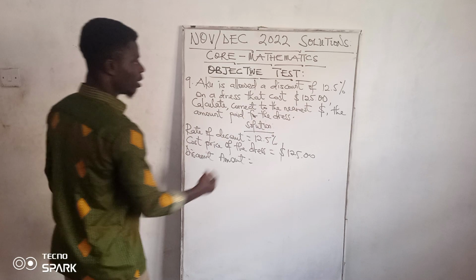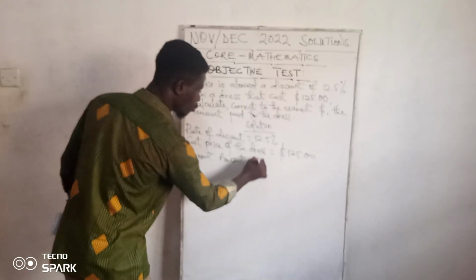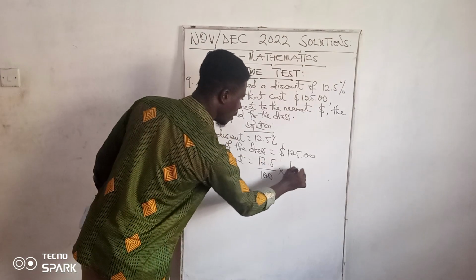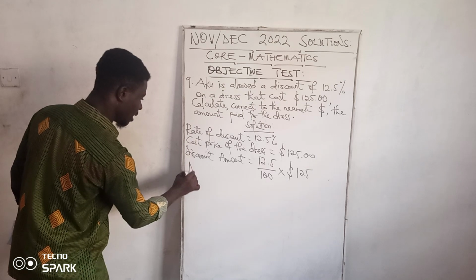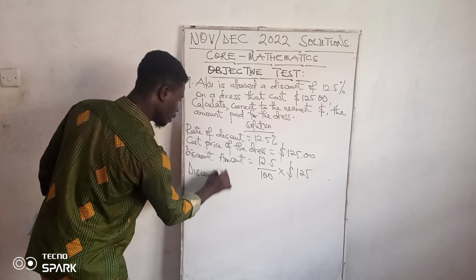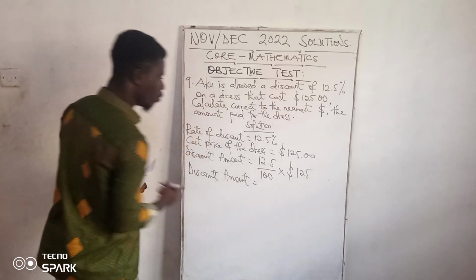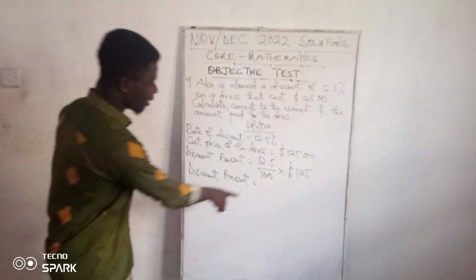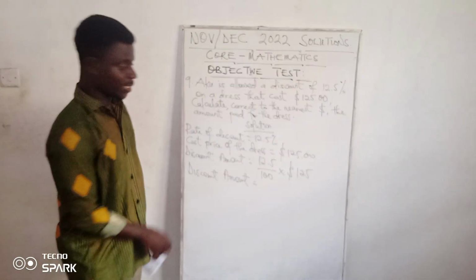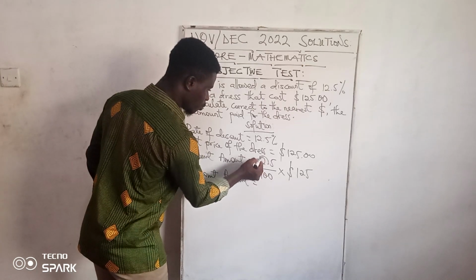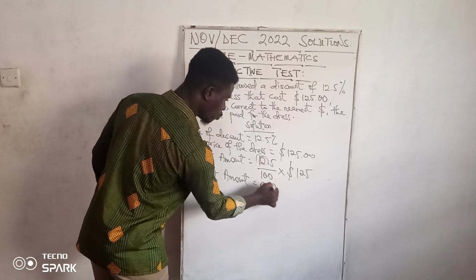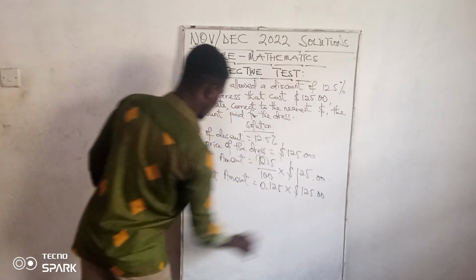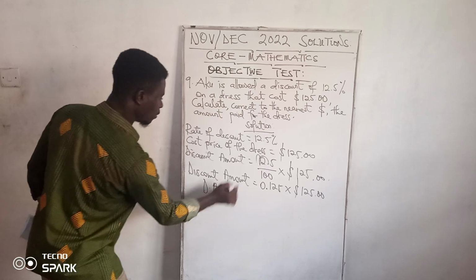So now here, discount amount, which means 12.5% means what? 12.5 divided by 100, then multiply that by our 125 dollars. So our discount amount must be equal to, now this 12.5 is dividing by 100, so the point will shift to the left how many times? Irrespective of the number of zeros present. So we have 1, 2. So I have 0.125 times my $125. So my discount amount, which I can call DA, right?